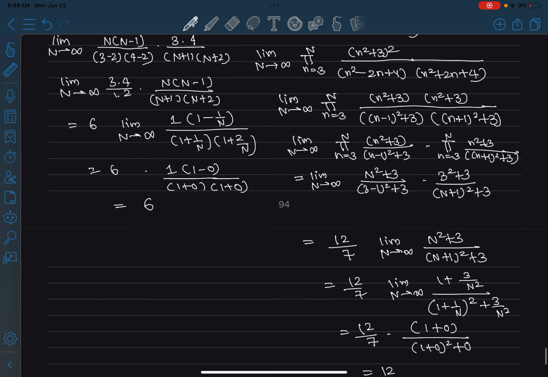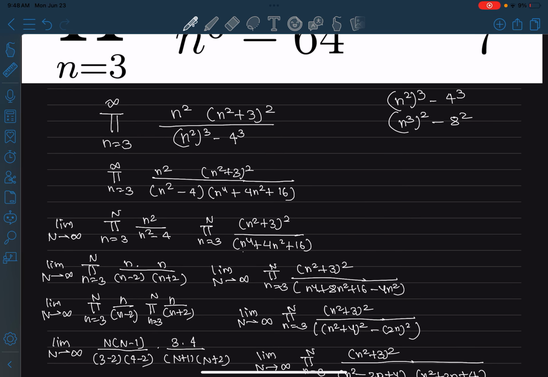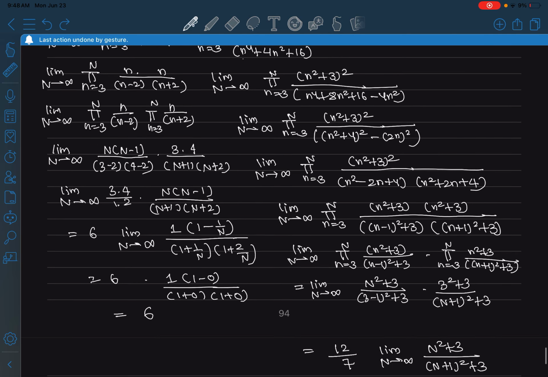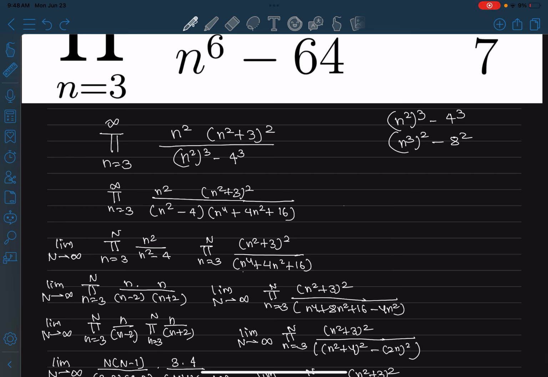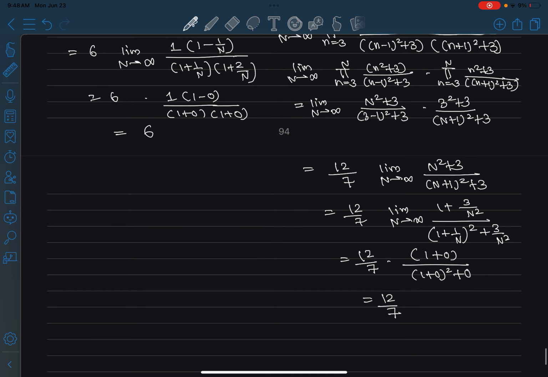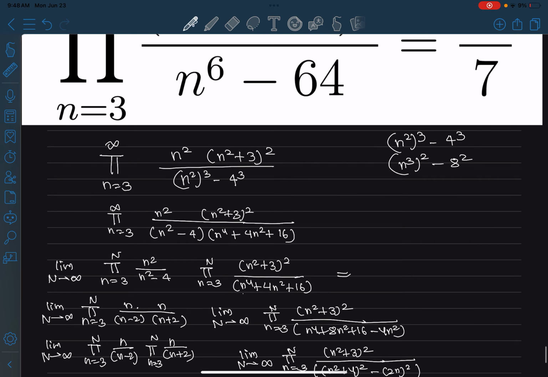Now, to break the limits like this into two products, we need to make sure that both of these exist, right? And they actually do, even though we didn't know at the beginning, both of them actually exist. So then it's fine to break them, right? Therefore, this whole thing is going to be 12 over 7 into 6, which is 72 over 7, and that's the answer.